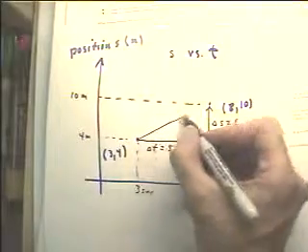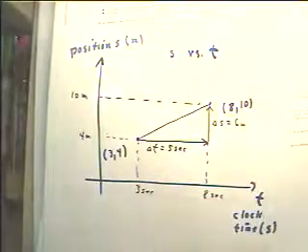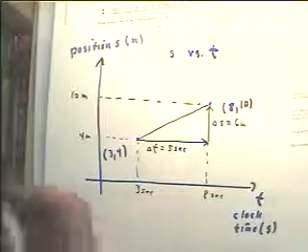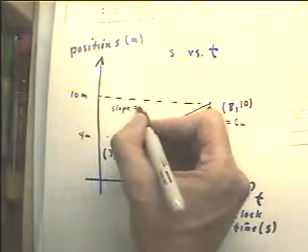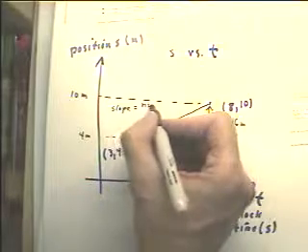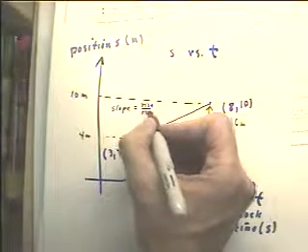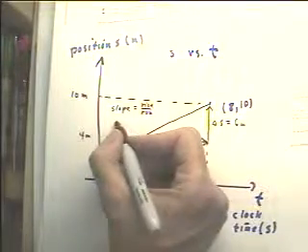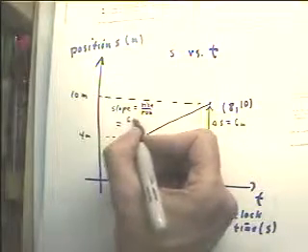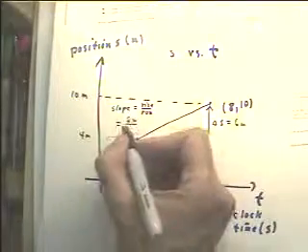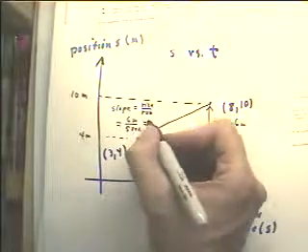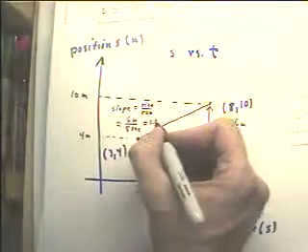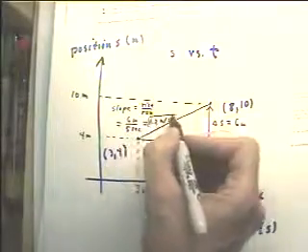The slope of the graph is the rise divided by the run, which equals 6 meters divided by 5 seconds, or 1.2 meters per second.